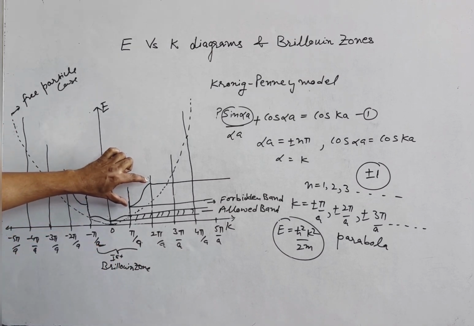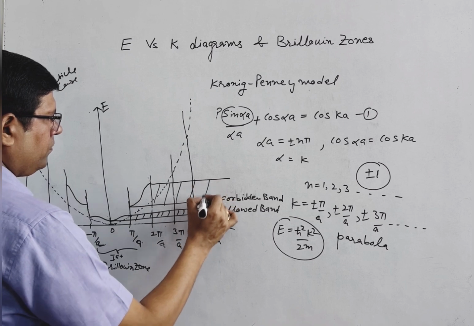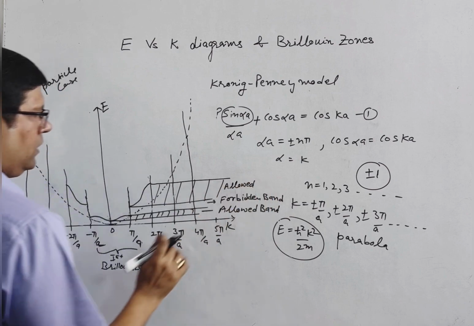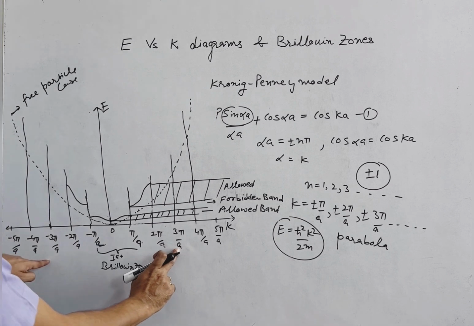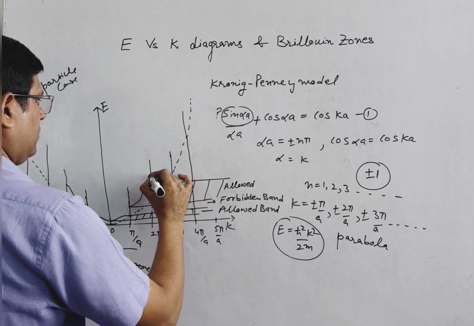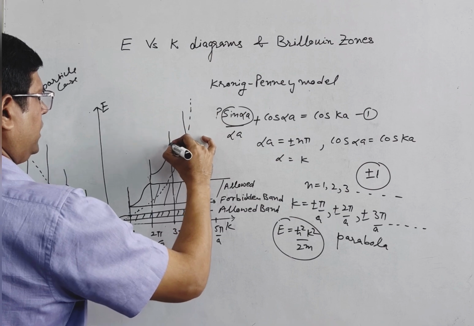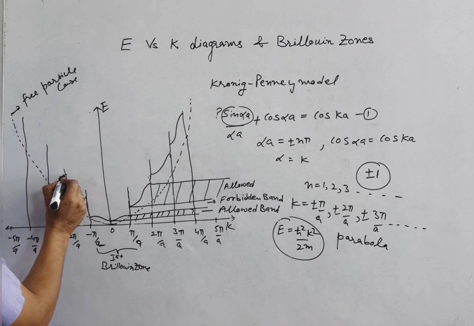Again, the E versus K diagram is continuous from here to here. So this is an allowed band. Again, discontinuity occurs at 3π/a and minus 3π/a. So we have this for the second region, and for the third region we have it like this. Similarly, we can make it on the negative side.